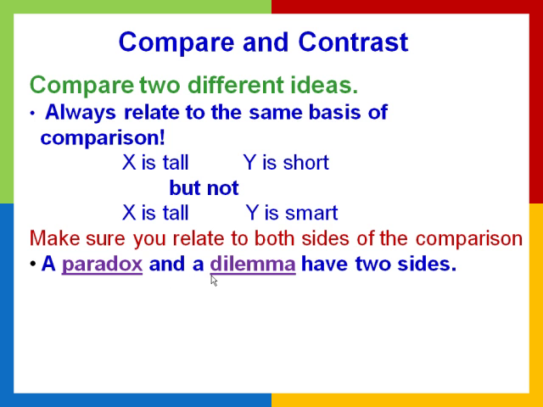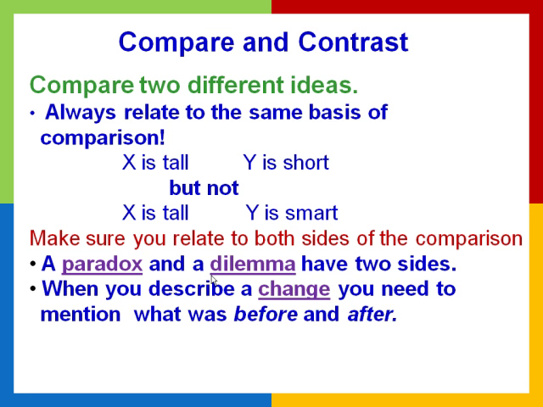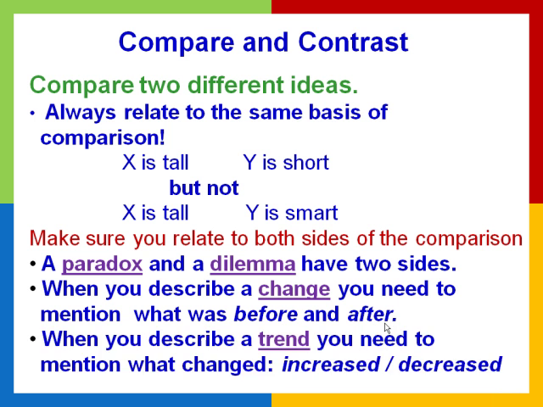Another question where we have to show the two sides are questions that deal with paradoxes or dilemmas. Again, make sure to show those two sides of the paradox. Or in a change question where you have to make sure to show the change before and after. It's not enough just to show before or only after. Now, the type of question that deals with trend is also a kind of change, needs you to give the change. Usually something is increased or decreased. Don't forget again to mention the two sides of the change.